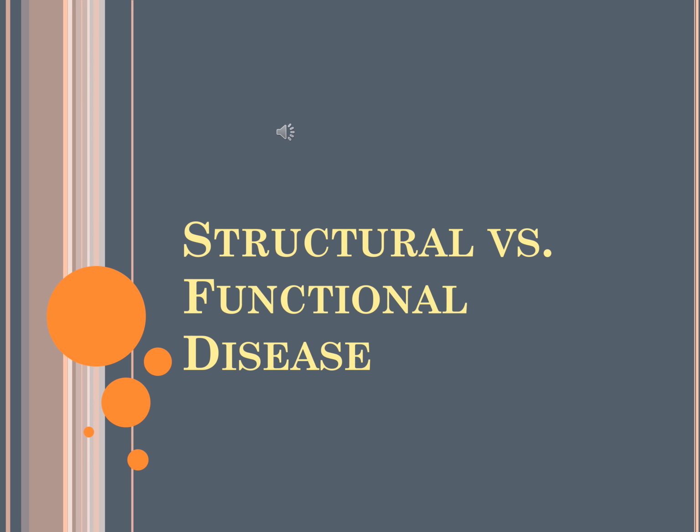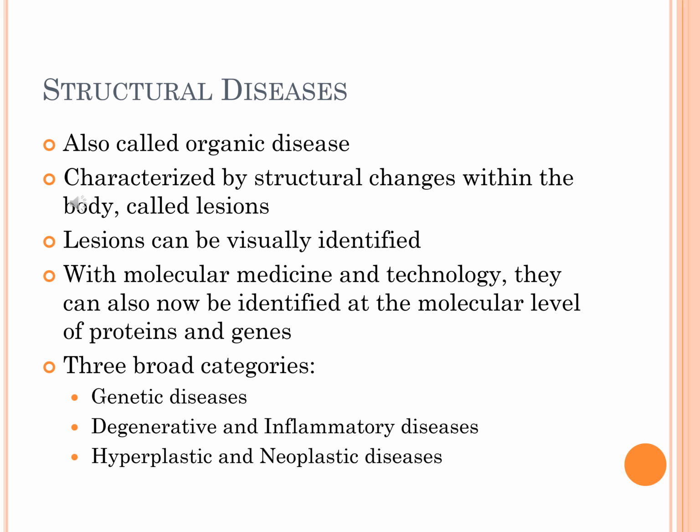Structural versus functional disease. Structural disease is also called organic disease, characterized by structural changes within the body, called lesions. Lesions can be visually identified with molecular medicine and technology. They can also now be identified at the molecular level of proteins and genes. Three broad categories: genetic diseases, degenerative and inflammatory diseases, hyperplastic and neoplastic diseases.